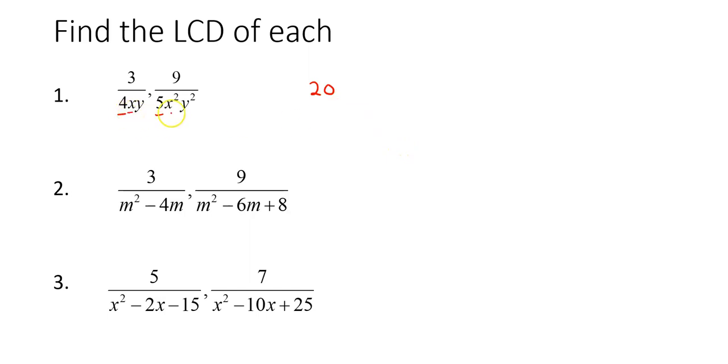Look at the x and the x squared. The higher power is the x squared, so we go with that. Same with the y and the y squared. So 20x squared y squared is my LCD. Look at the next one. Those things on the bottom look factorable. So let's factor out an m, and I'm left with an m minus 4.